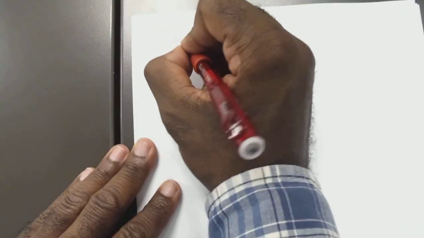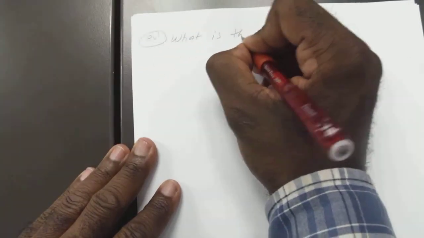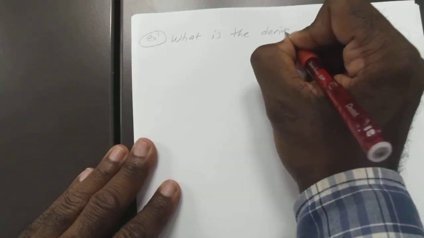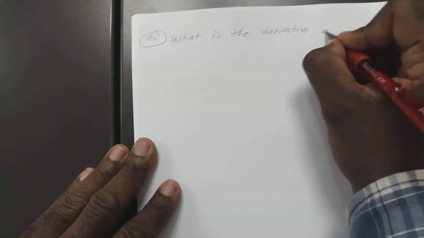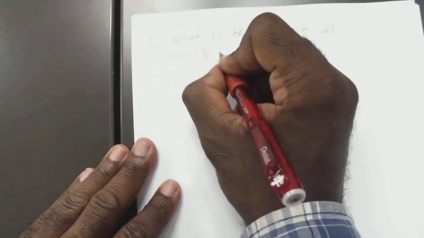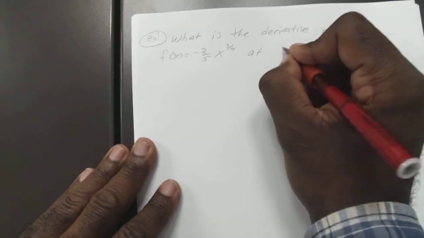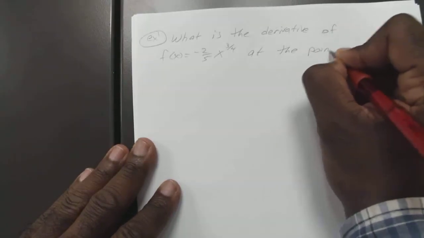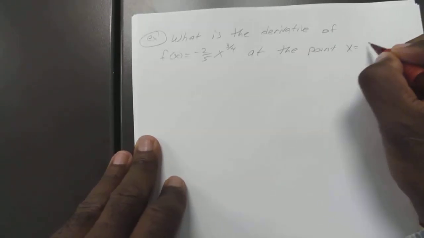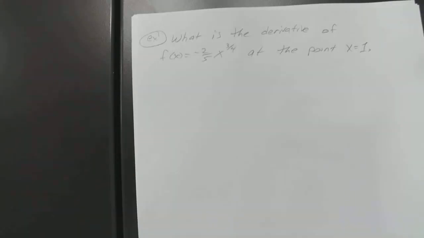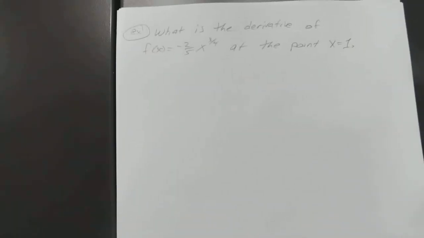Okay, so let's say, what is the derivative of f of x equals negative 2/5 x to the power of 3/4 at the point x equals 1. Okay, so with this one, all you have to do is first find the derivative, and once you find the derivative, plug in 1. I'll let you get started on this one.